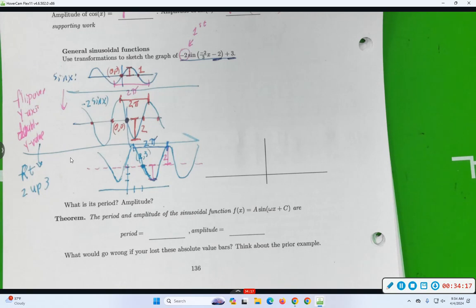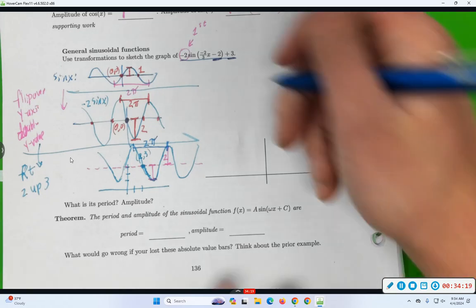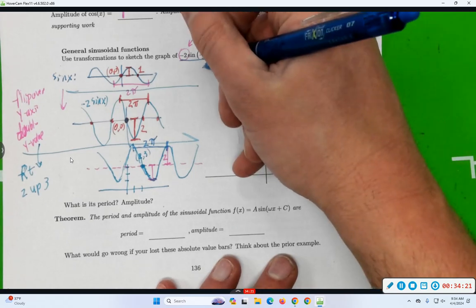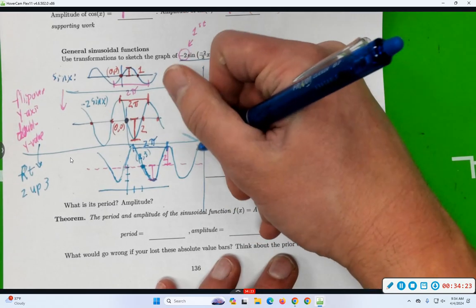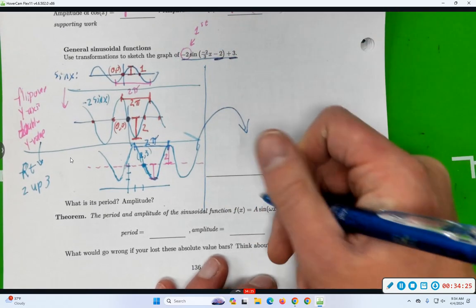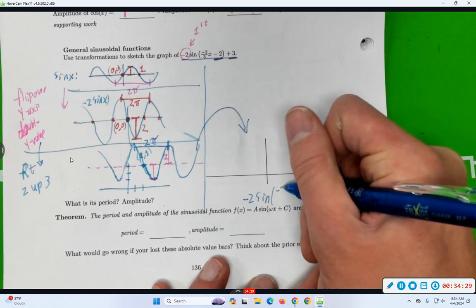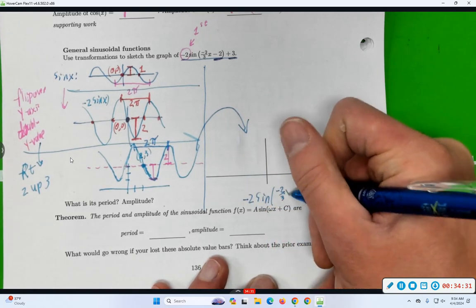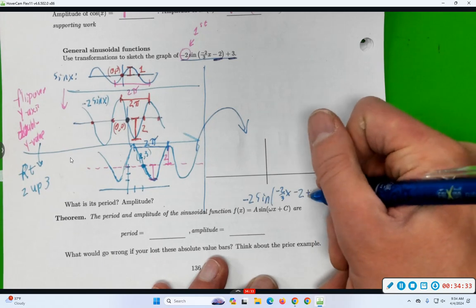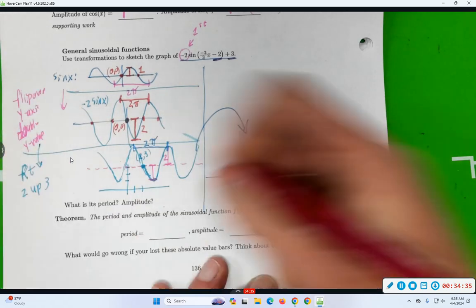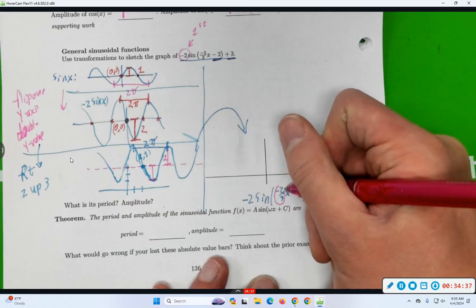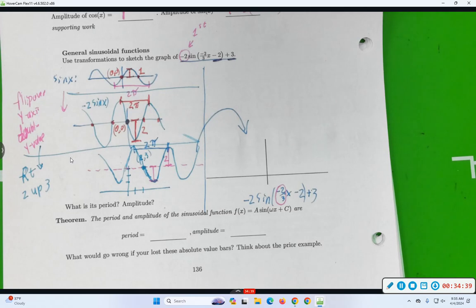The 2/3. So the last thing I need to deal with is I need to finally get the graph of, well, I guess I have a space right here. So this will be the graph of -2 sine of -2/3 (x - 2) + 3. And this is the last thing to be dealt with. What does that do to the graph?